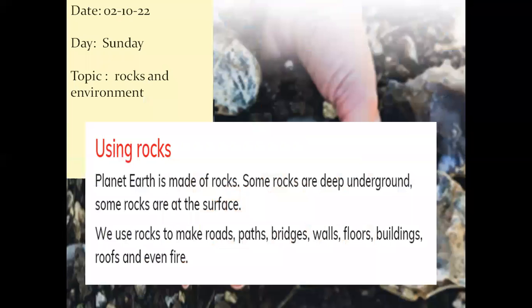After that, using rocks. Planet Earth is made of rocks. All our ground, or you can say the planet Earth, is made of rocks. Some rocks are deep under the ground, some rocks are at the surface. We use rocks to make roads, paths, bridges, walls, floors, buildings, roofs, and even fire. So rocks are very important.